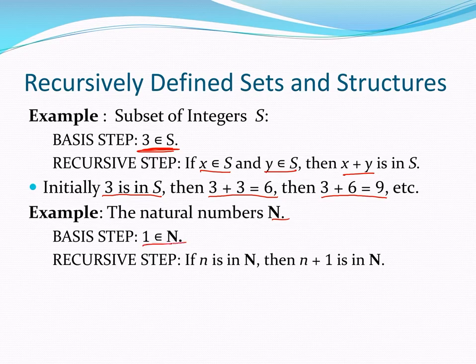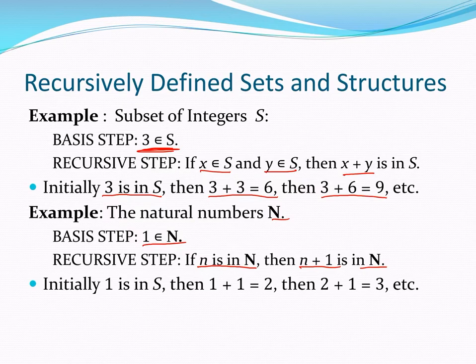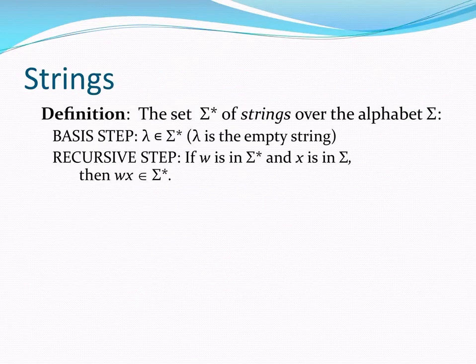Here we say the basis step is 1 is in N. And then the recursive step is if lowercase n is in N, then n plus 1 is in N. I note that this deviates from the author's assertion in other chapters that 0 is also an element of the natural numbers. So initially 1 is in S, and then 1 plus 1 equals 2 is in S, and 2 plus 1 equals 3 is in S, and so forth. And we'll come back to the set S that's producing multiples of 3 and do a proof about that. First, let's look at a couple more examples.